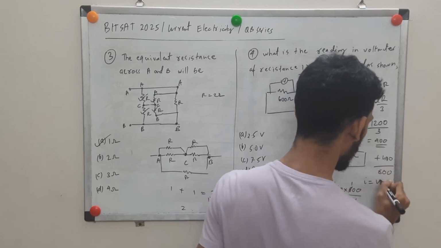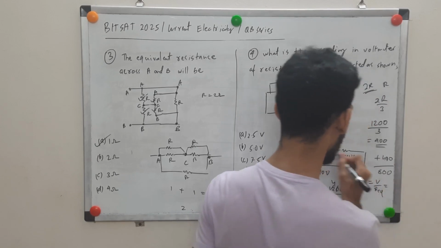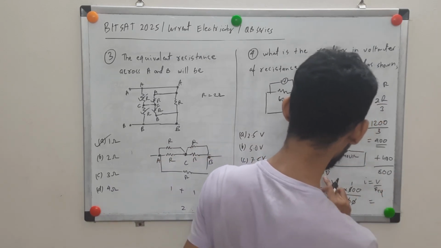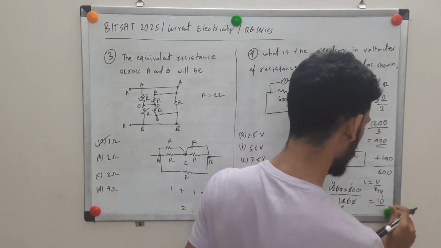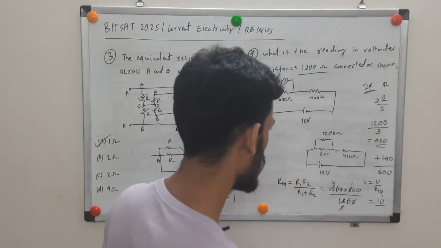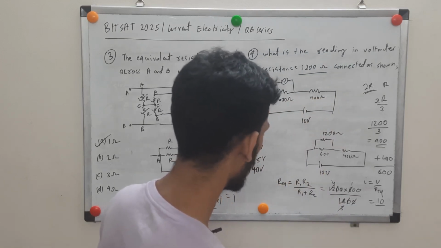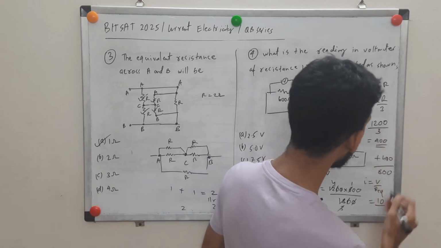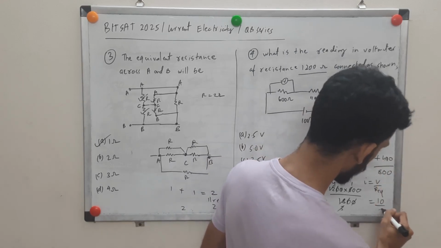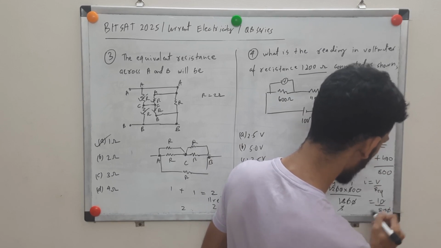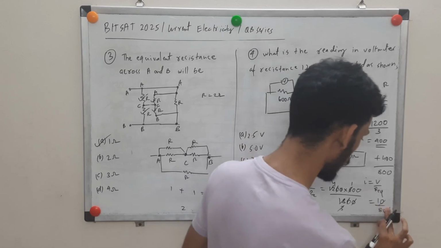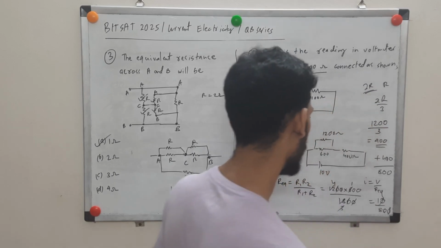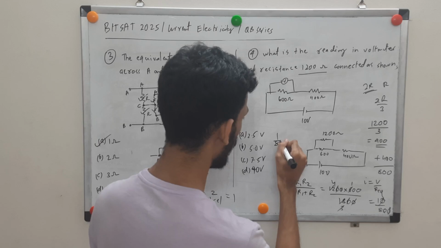So I will be V by R equivalent, right? Our objective was to find the current first, then we'll go for voltage. So V by R equivalent. What is V? V is 10. So 10 volts is divided among 800 ohms. So 1 by 80. That is what we get.